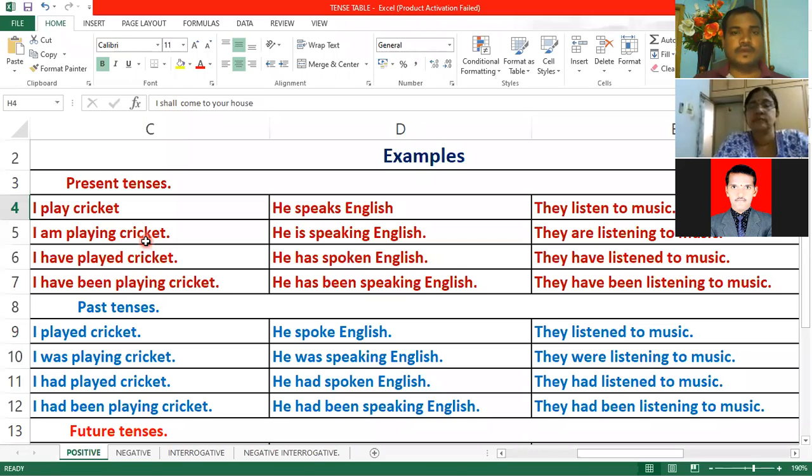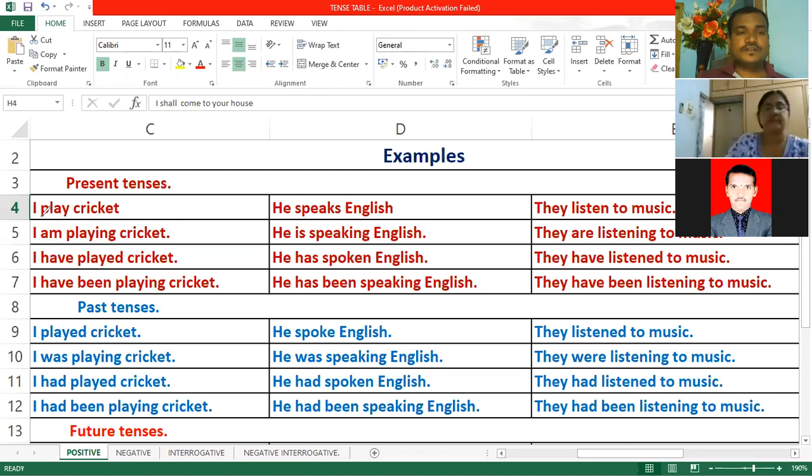Now, the example. If you observe here, "I play cricket." That is simple present tense.